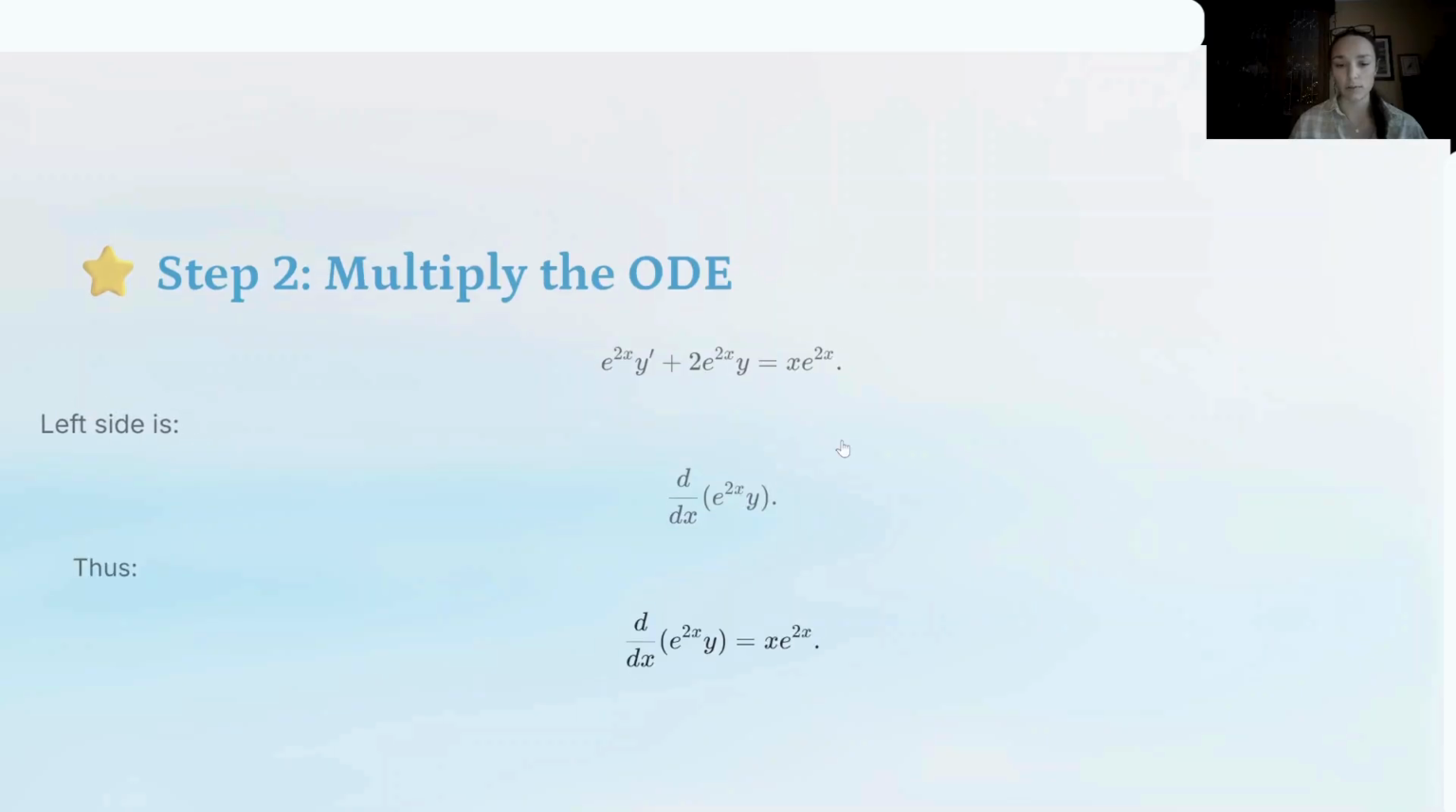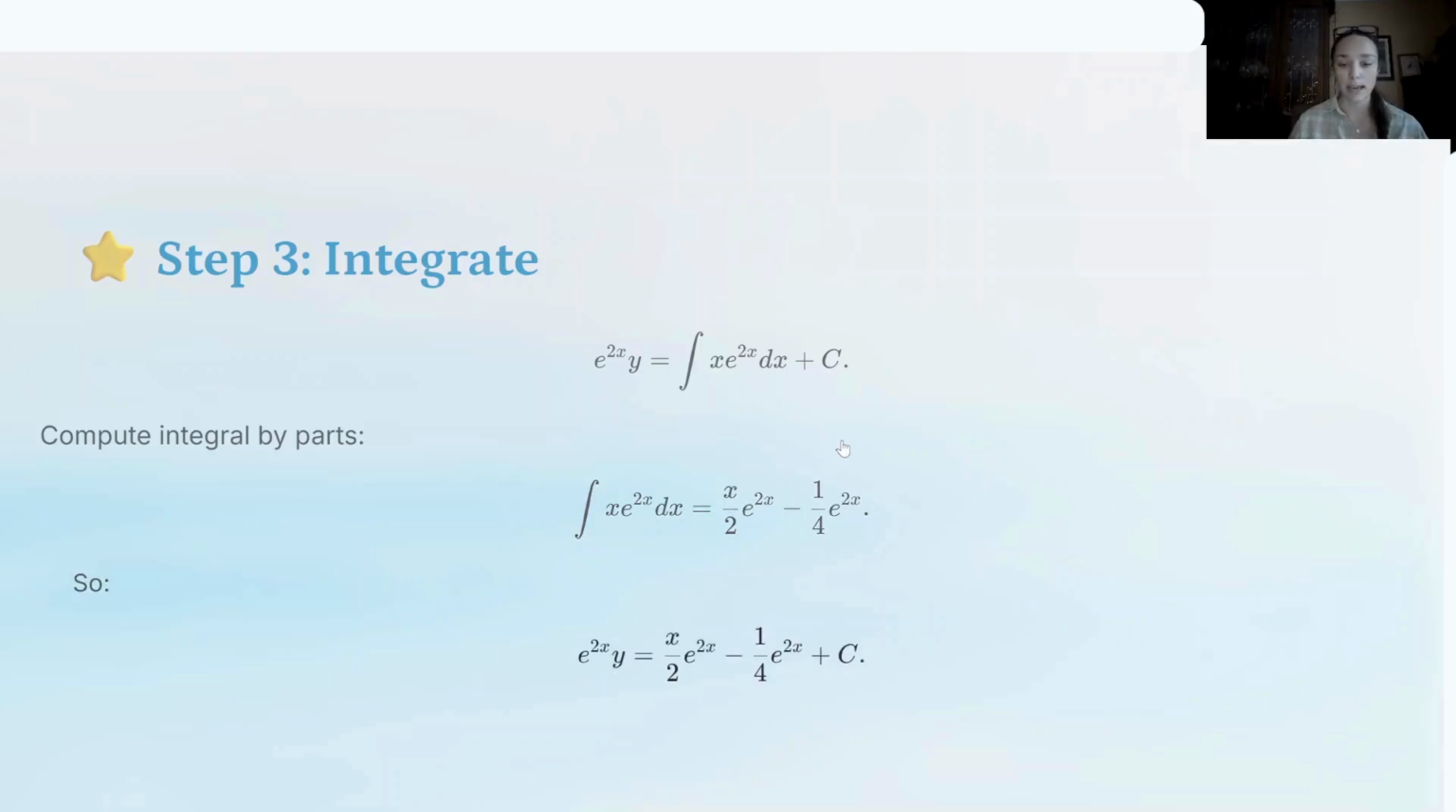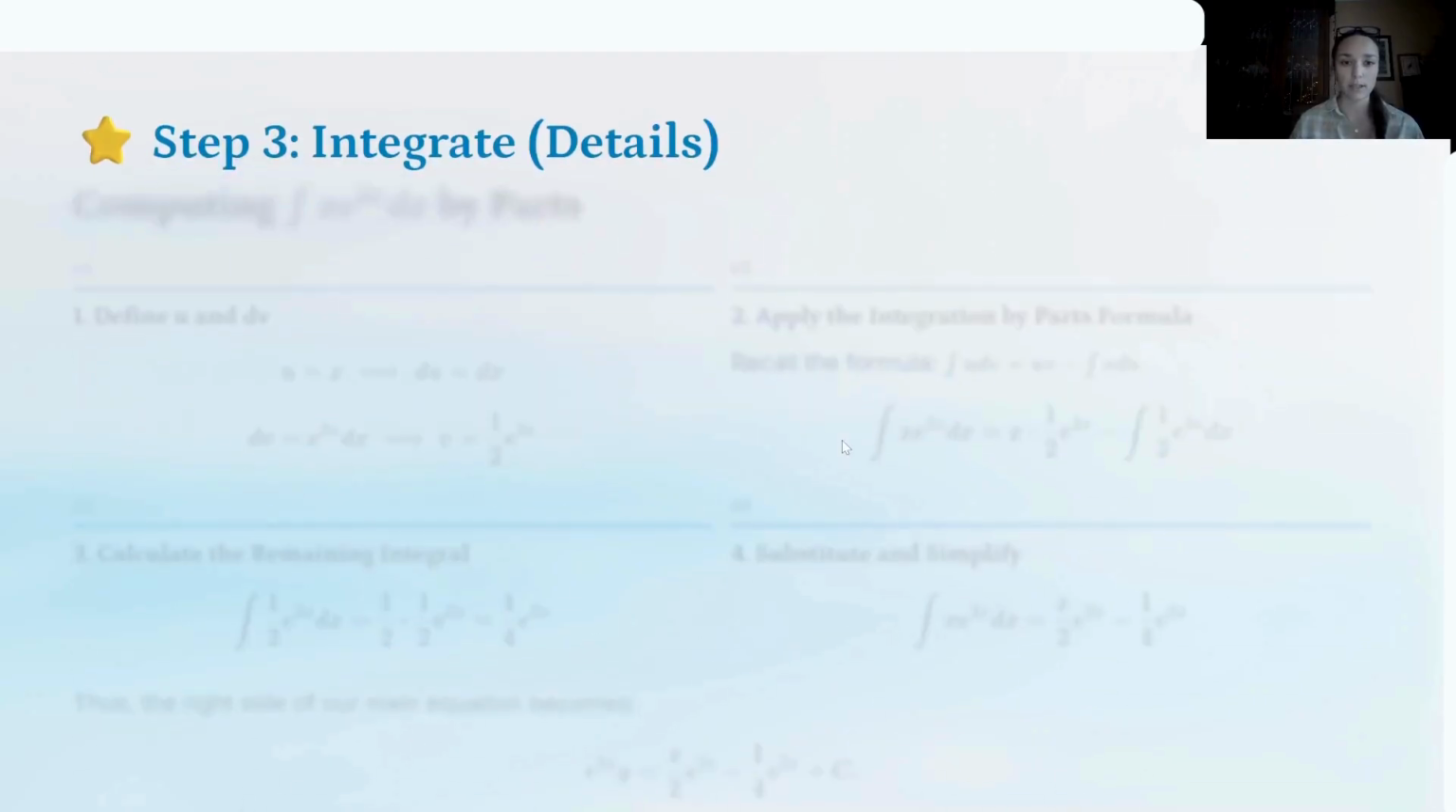Recall, we have the derivative here, and now we are integrating both sides to get this solution. And again, before we even solve for y, we are going to solve the integral on the right-hand side of our equation using integration by parts. And we get this following answer here. In our next slide, I'm going to show you exactly how we used integration by parts.